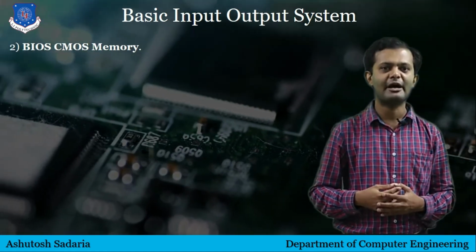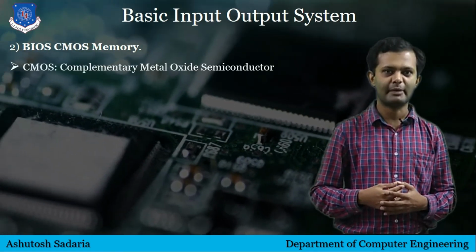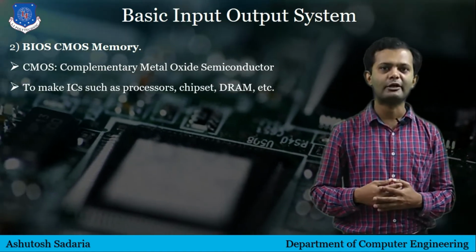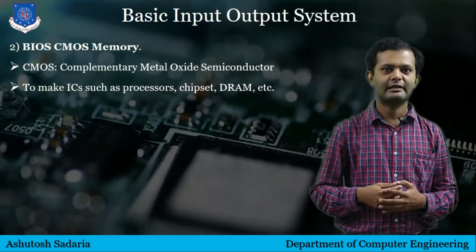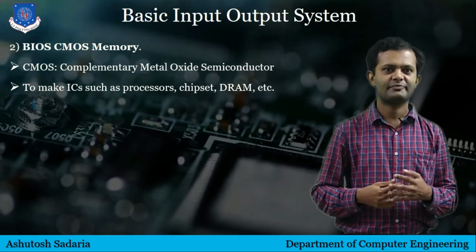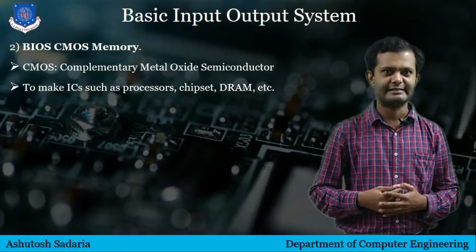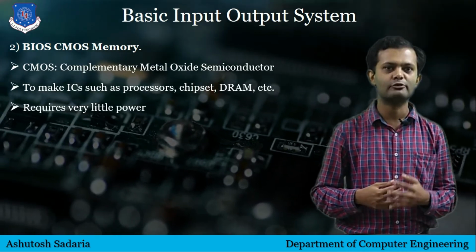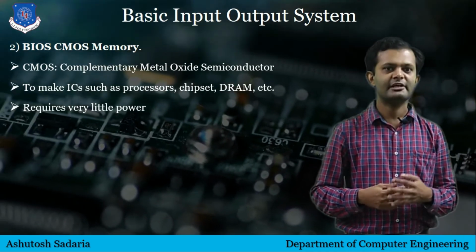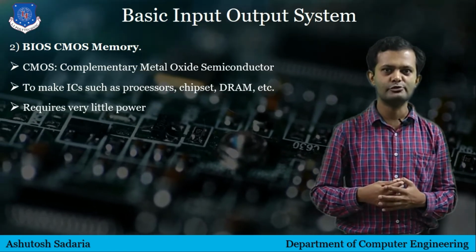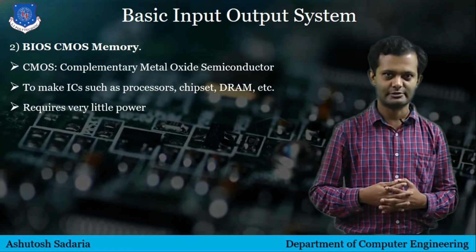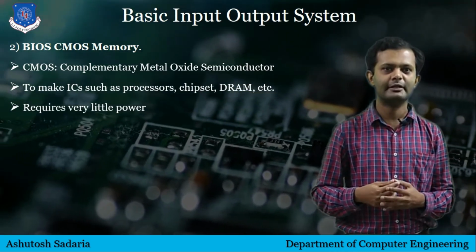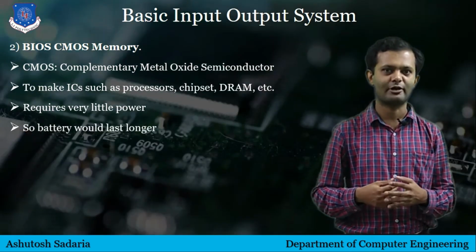The second component of BIOS is BIOS CMOS Memory. CMOS stands for Complementary Metal Oxide Semiconductor. This is the type of technology used to make semiconductors like ICs such as processors, chipset, DRAM, etc. CMOS has the advantage of requiring very low power compared to some other semiconductor technologies. This is why it was chosen for this use as CMOS RAM in BIOS, so that the amount of power required from the battery would be minimal and the battery would be able to last for a long time.